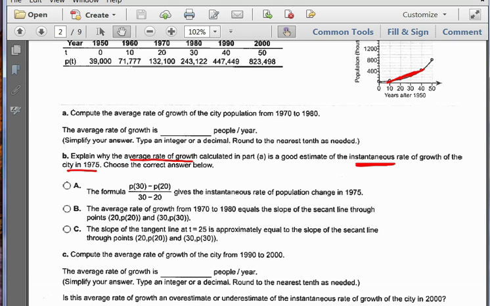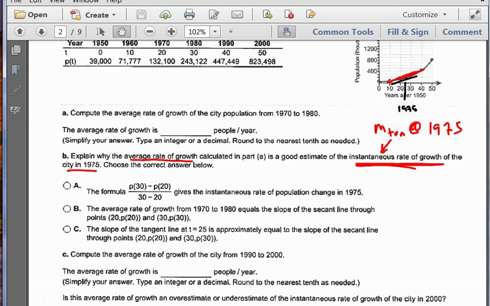So the instantaneous rate of change, or the instantaneous rate of growth, is the slope of the tangent line. So m tangent, the slope of the tangent line at whatever that point happens to be. So in this case it's at 1975. So they're asking, why is that secant line a good approximation for the tangent line, or for the instantaneous rate of growth?